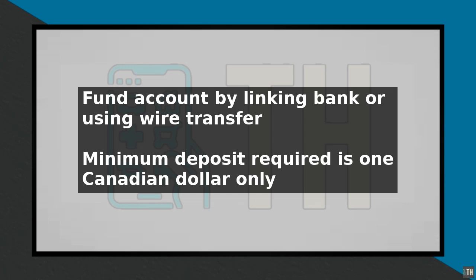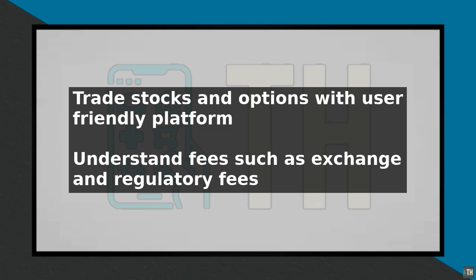To get started with trading, you can download the Moomoo mobile app or access the platform through the website. The app allows you to trade on the go and provides real-time market data and news. In addition to the trading platform, Moomoo also offers a range of educational resources to help you improve your investment knowledge. These resources include video tutorials, webinars, and articles on various investment topics.